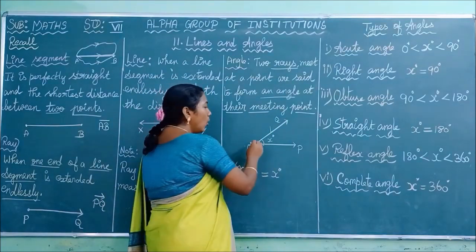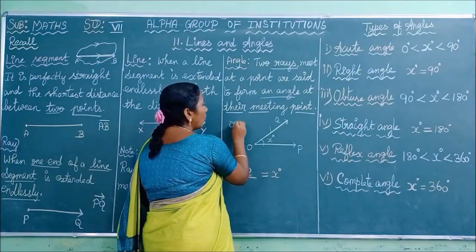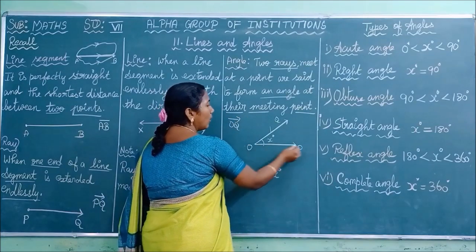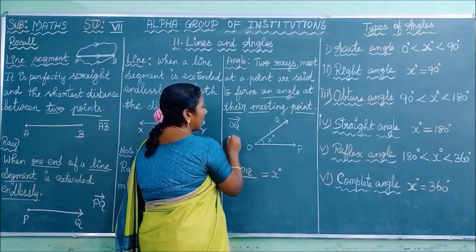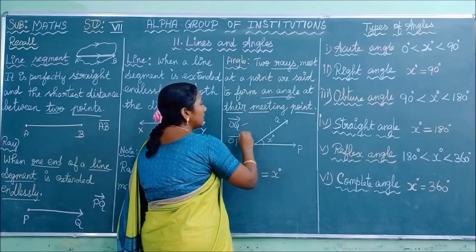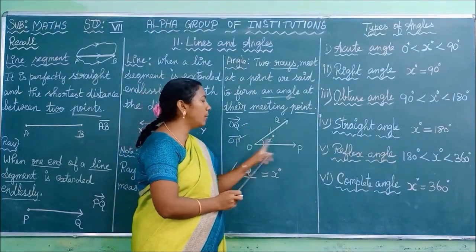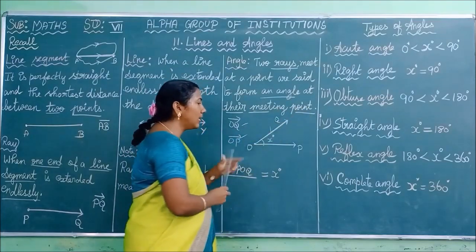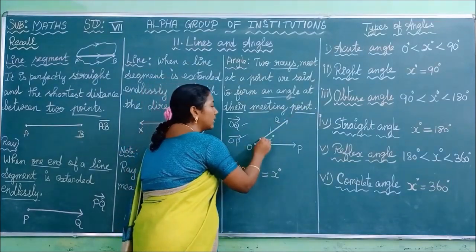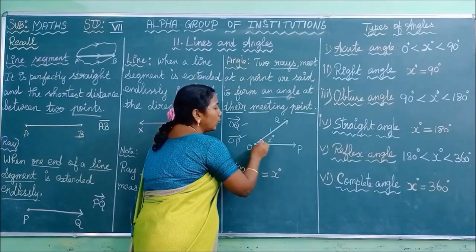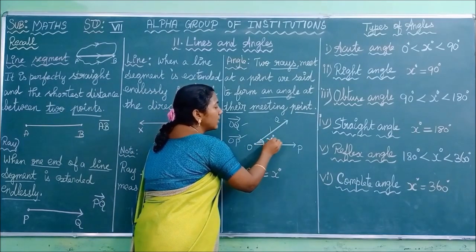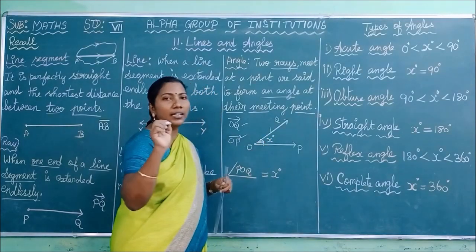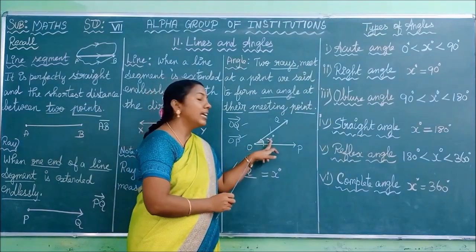See here, OQ is one ray and OP is another ray. Thus we have two rays. These two rays are meeting at a point, so O is the meeting point. At the meeting point they form a space. This space is said to be the angle. We measure the angle using the unit degree. That's why we write it as x degree.